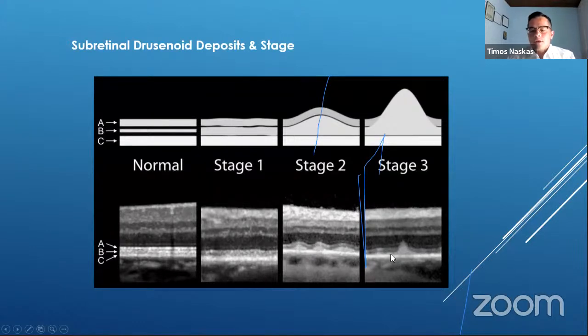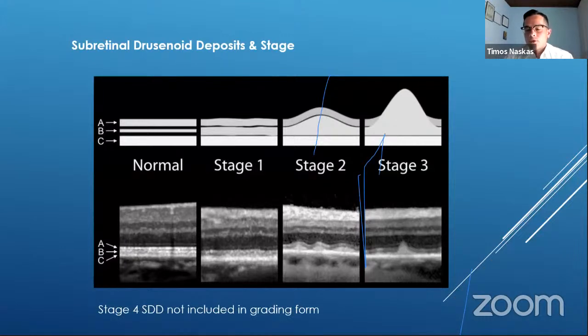And then in stage 3, this material has grown, and it's actually pinpointing and breaking through the inner outer segments of the photoreceptors. There's a 4th stage as well in drusenoid deposits, but the problem is that in order to recognize and determine whether that stage is present, you need to follow up your patients, because what happens in stage 4 is there is reabsorption of the material and eventually some migration towards the inner retina.